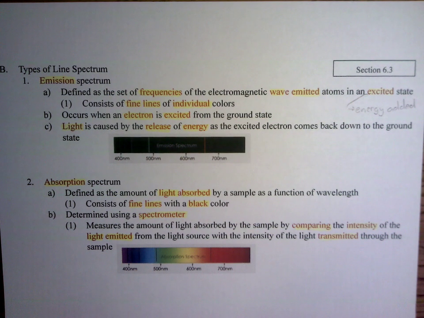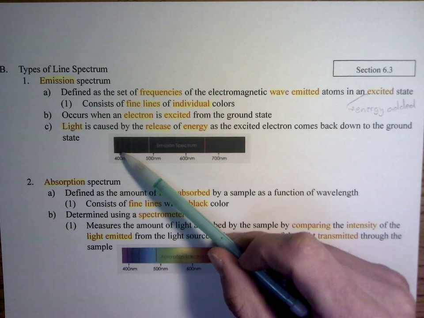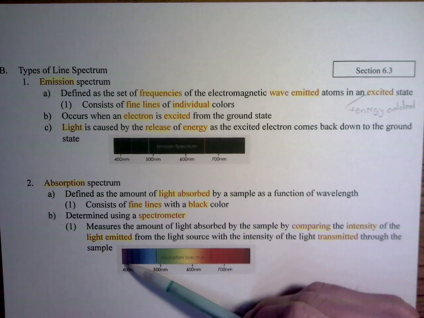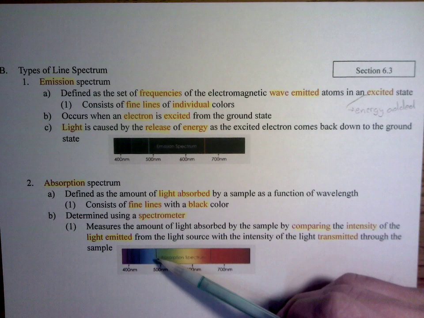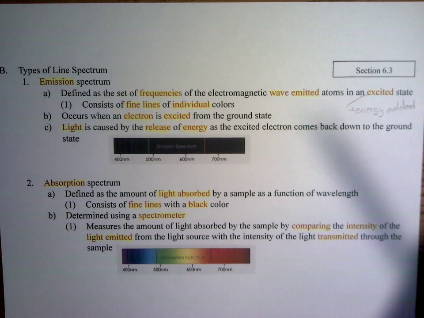Now, the absorption spectrum is just the opposite of the emission spectrum. So these lines of light are going to be absorbed, as the definition says here, by that sample. So these two are the same exact sample. And so you can see in an emission spectrum, you just see the lines of light that are emitted, where in an absorption spectrum, those lines of light are absent in that continuous spectrum. Again, they are a perfect correlation of one another.